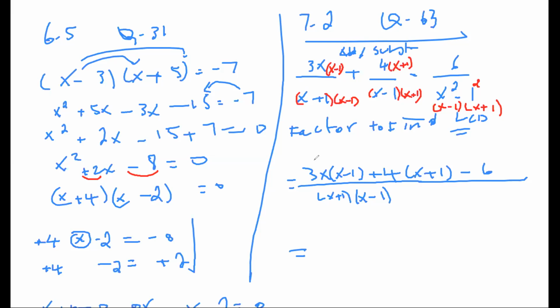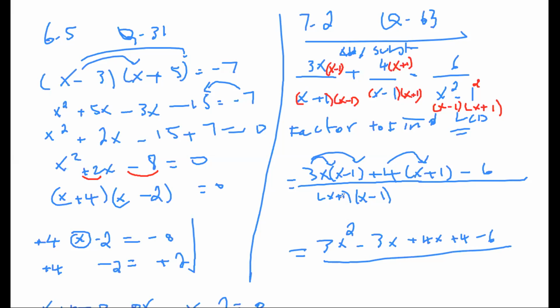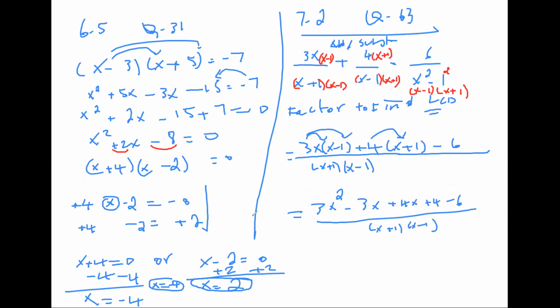What do you do first to simplify this? You need to multiply or distribute first. So 3x times x is 3x squared, minus 3x times -1, -3x, plus 4x, and plus 4, minus 6, over the same denominator, x plus 1, x minus 1. Continue simplifying. What do you do now?